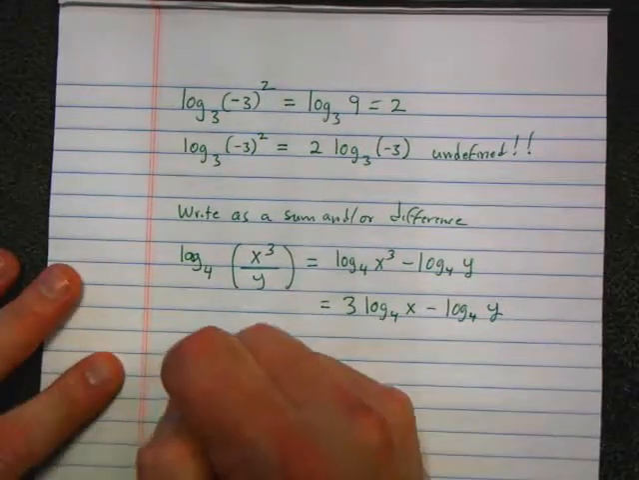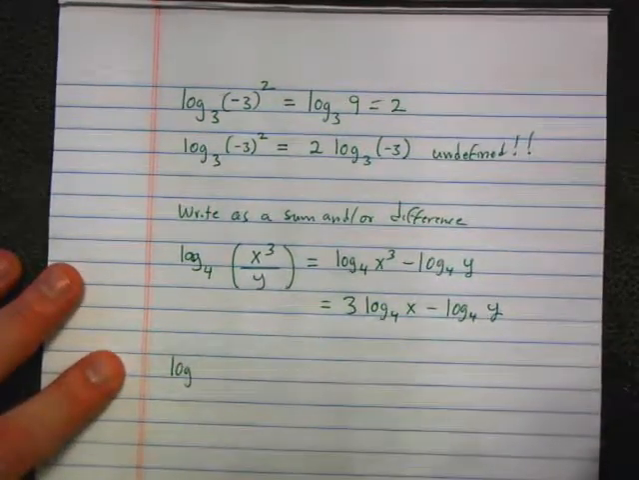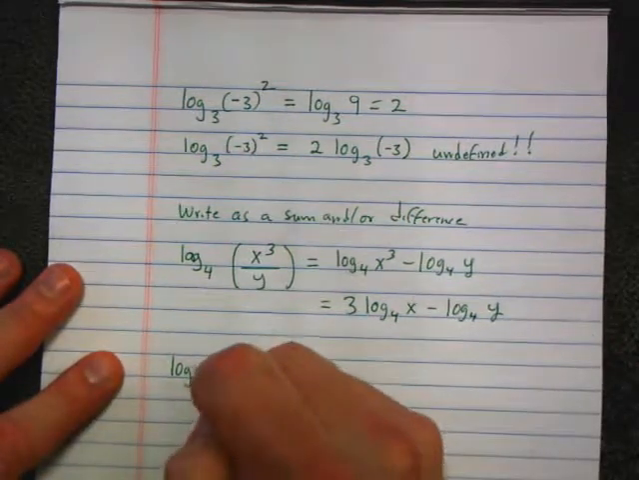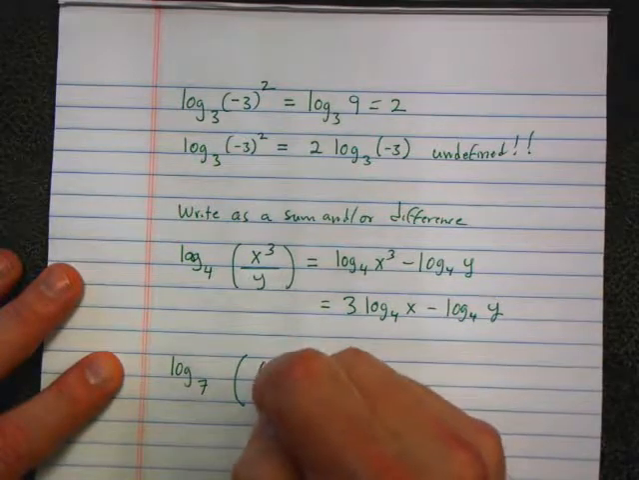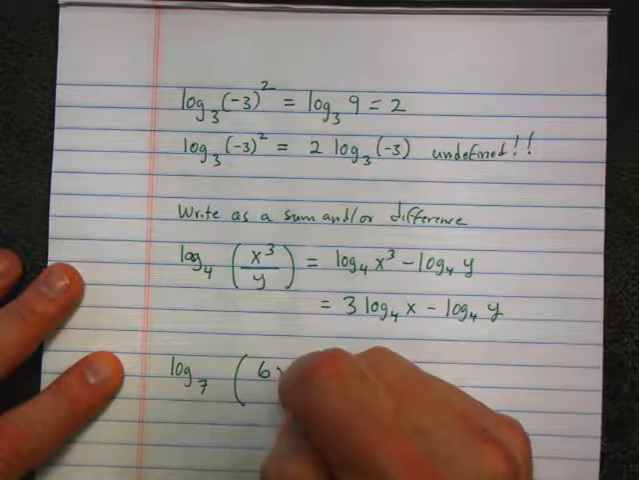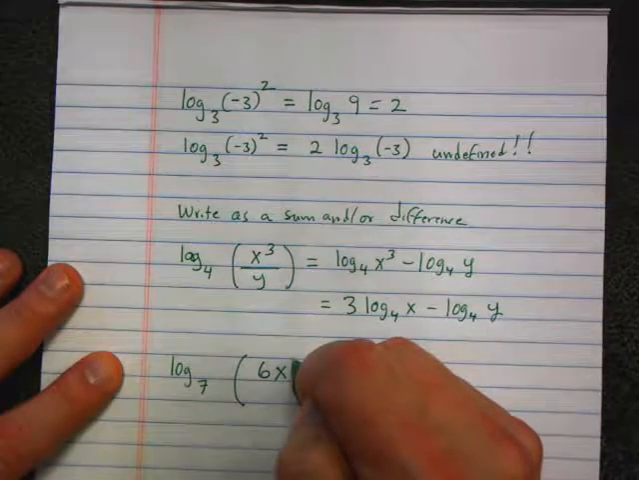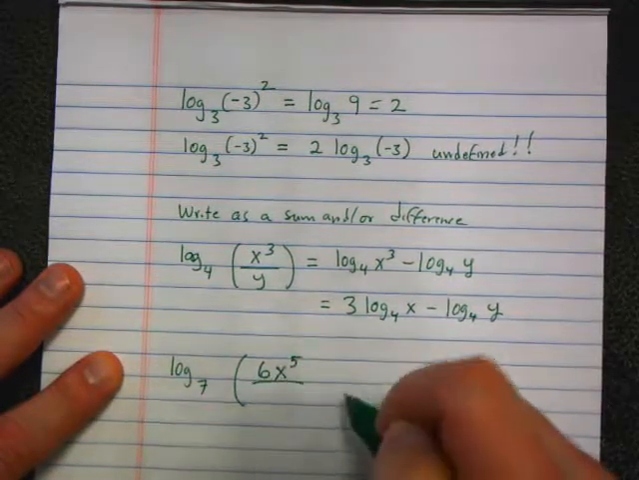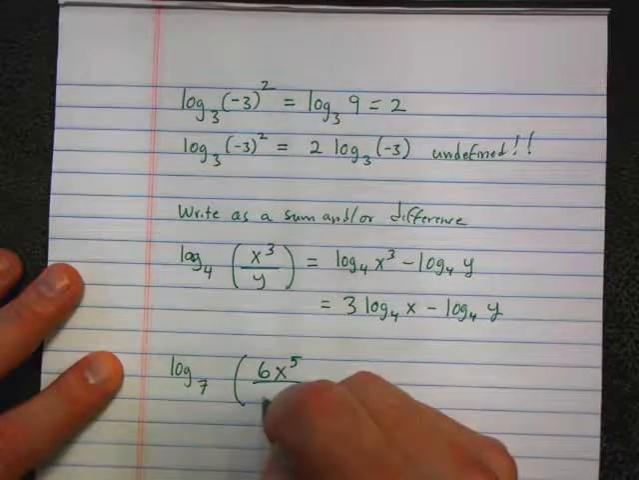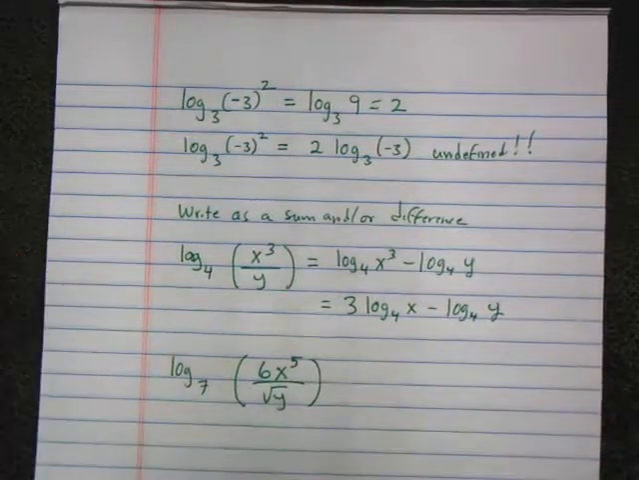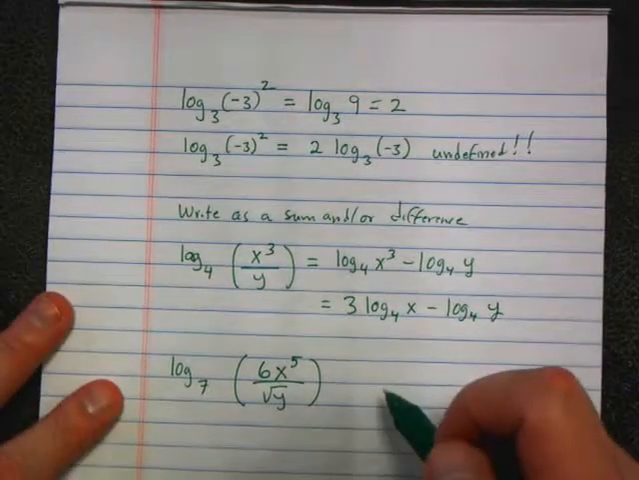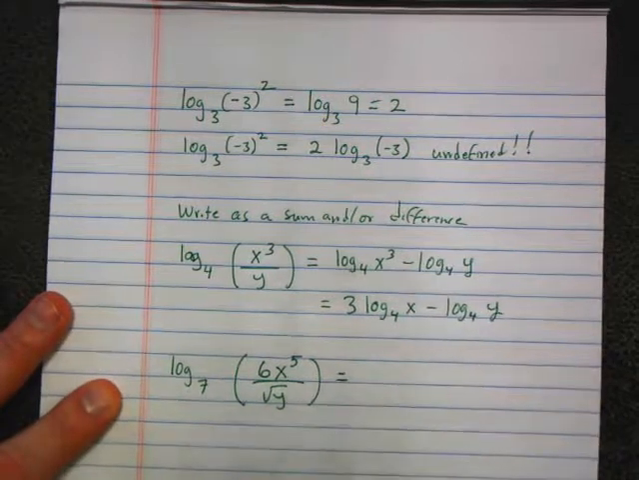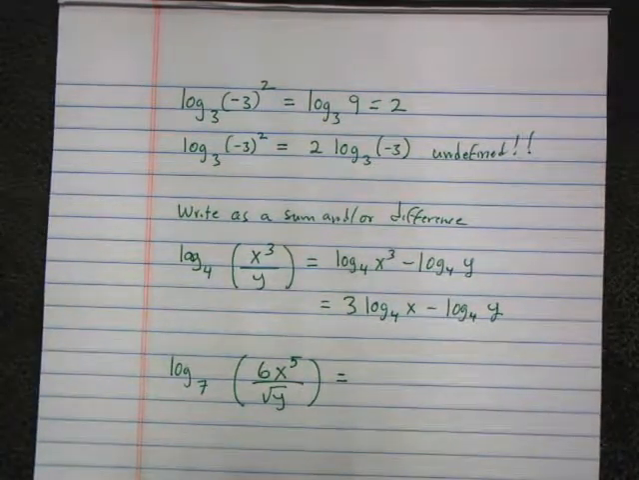How about the log base 7 of 6x to the 5th over y to the 1/2, square root of y. So then you will have 5 log base 7 6x minus log base 7 square root of y. Now you made a mistake. Yeah, I know I did. So this is why we better do it in multiple steps.